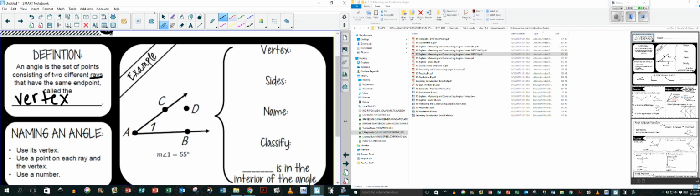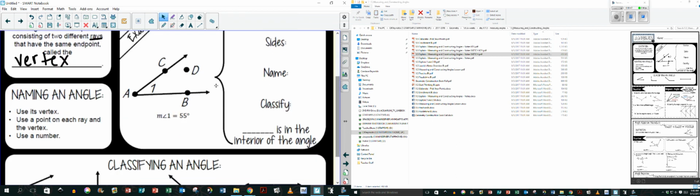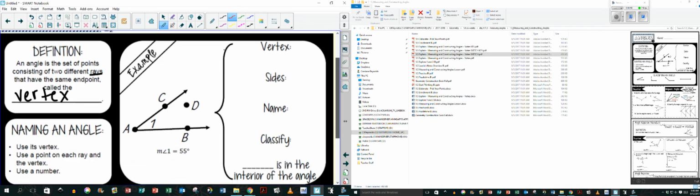All right, so let's look over here at the example. So we have this picture here. Let me see if I can get rid of this weird little star thing. Apparently not. All right, there we go. All right. So we have a picture of an angle.